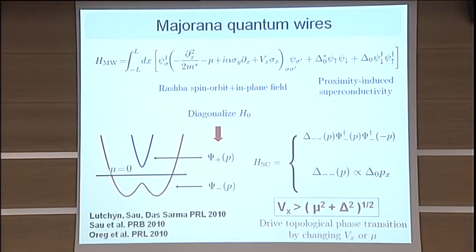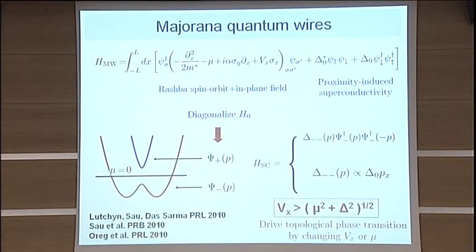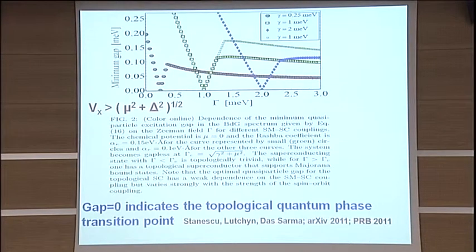You have a topological phase transition, and so when Vx is smaller than this quantity, you have a trivial superconductor, an ordinary s-wave superconductor. When Vx is equal to that, the gap vanishes, and then you have Majorana. So let me show you numerical results.